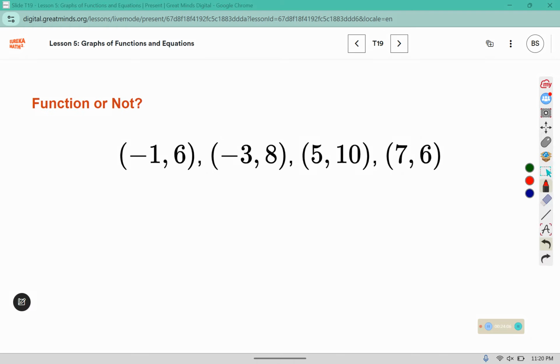This one, all of the inputs have their own output. It's okay for two different people to go to the same location, but it's not okay for one person to try and be in two places at once. So yes, this one is a function. Each input is assigned one output.